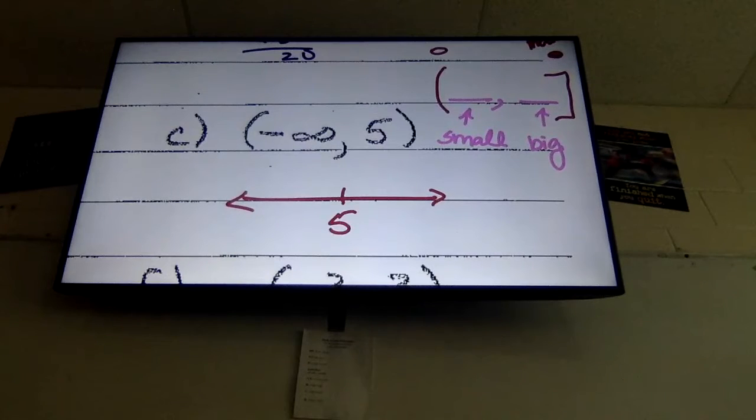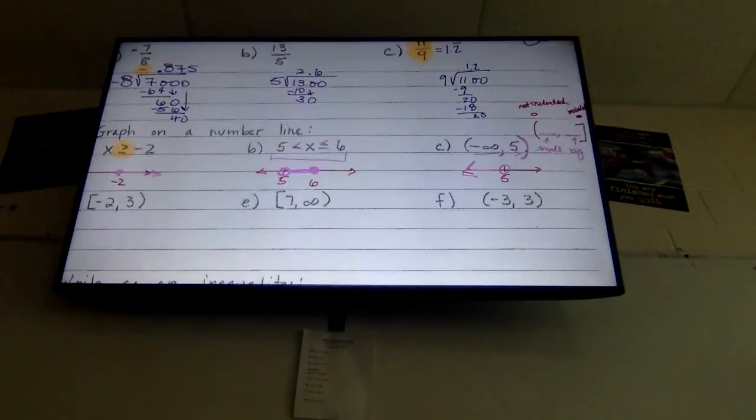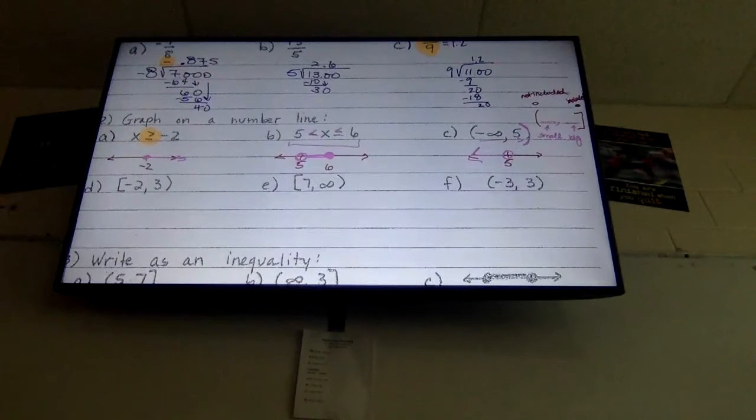Now, at 5, is it gonna be an open or a closed circle? Open, why? It's not a bracket, it's a parentheses, very good. And then am I gonna shade to the right or to the left? To the left, because it goes from negative infinity to 5, so I want everything smaller than 5. Okay. Can we do one more like that, and then you can try the last two?